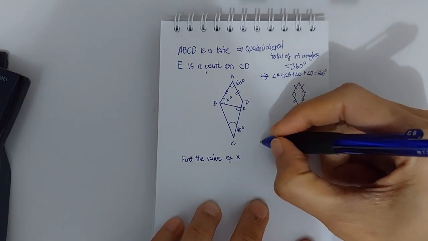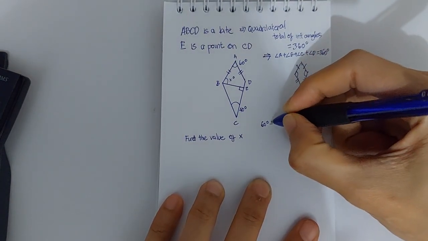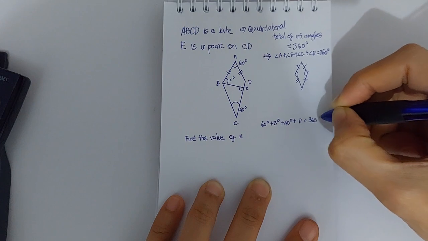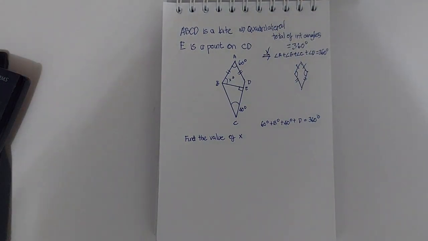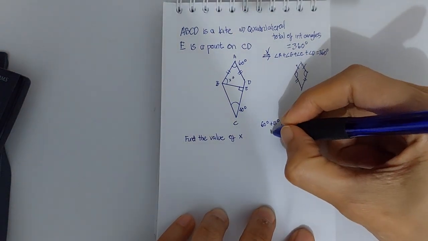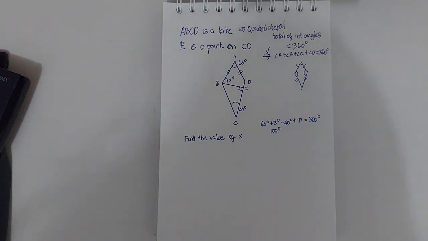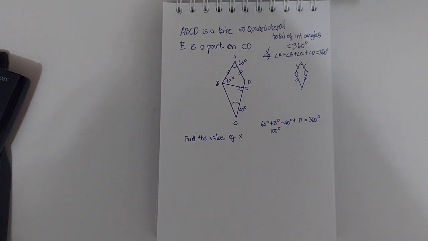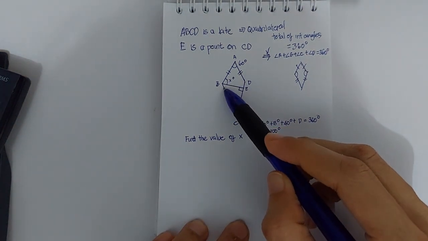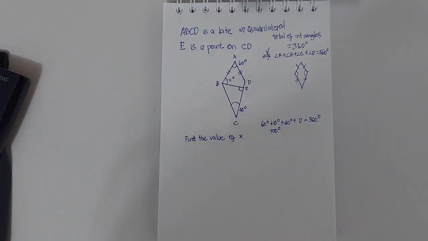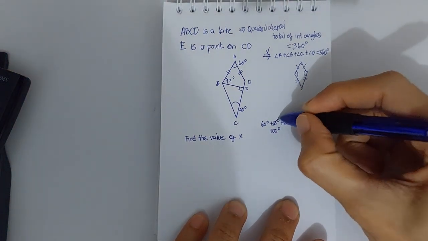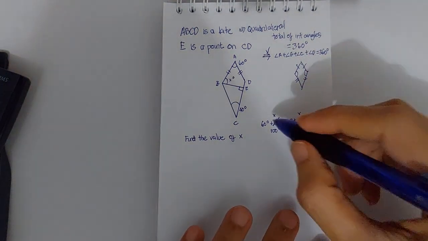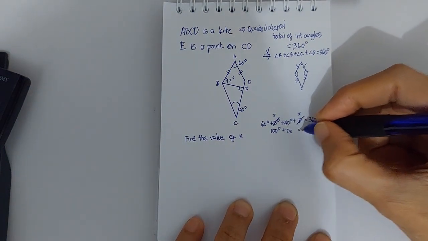Based on this one, I can say that 60 degrees plus B degrees plus 40 degrees plus D will be equal to 360 degrees. Bingo, I'm done with this one. Now I simplify this. 60 and 40, if you add them up, become 100 degrees. Now, how about B and D? Based on the characteristic of the kite, the size of angle B and the size of angle D will be the same. So I will rename them as X because they have the same value. X plus X becomes 2X, which will be equal to 360 degrees.